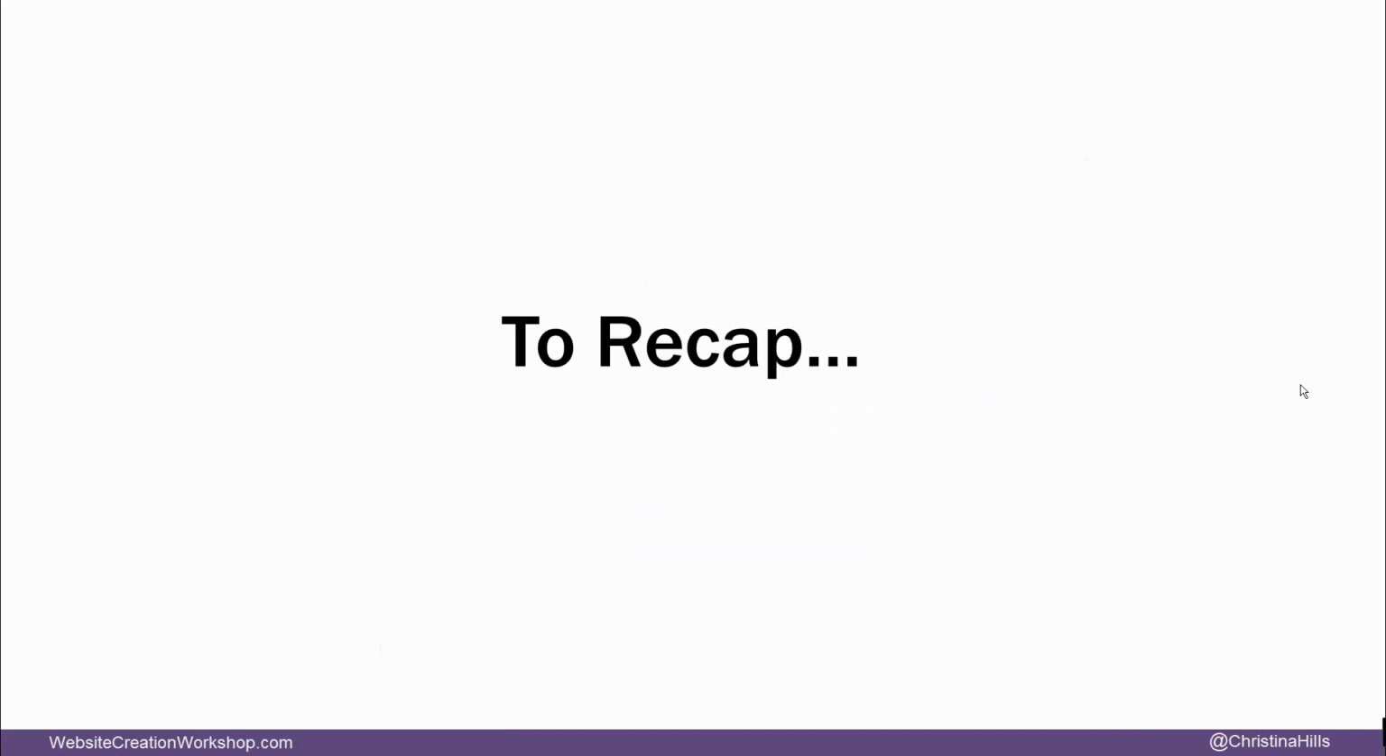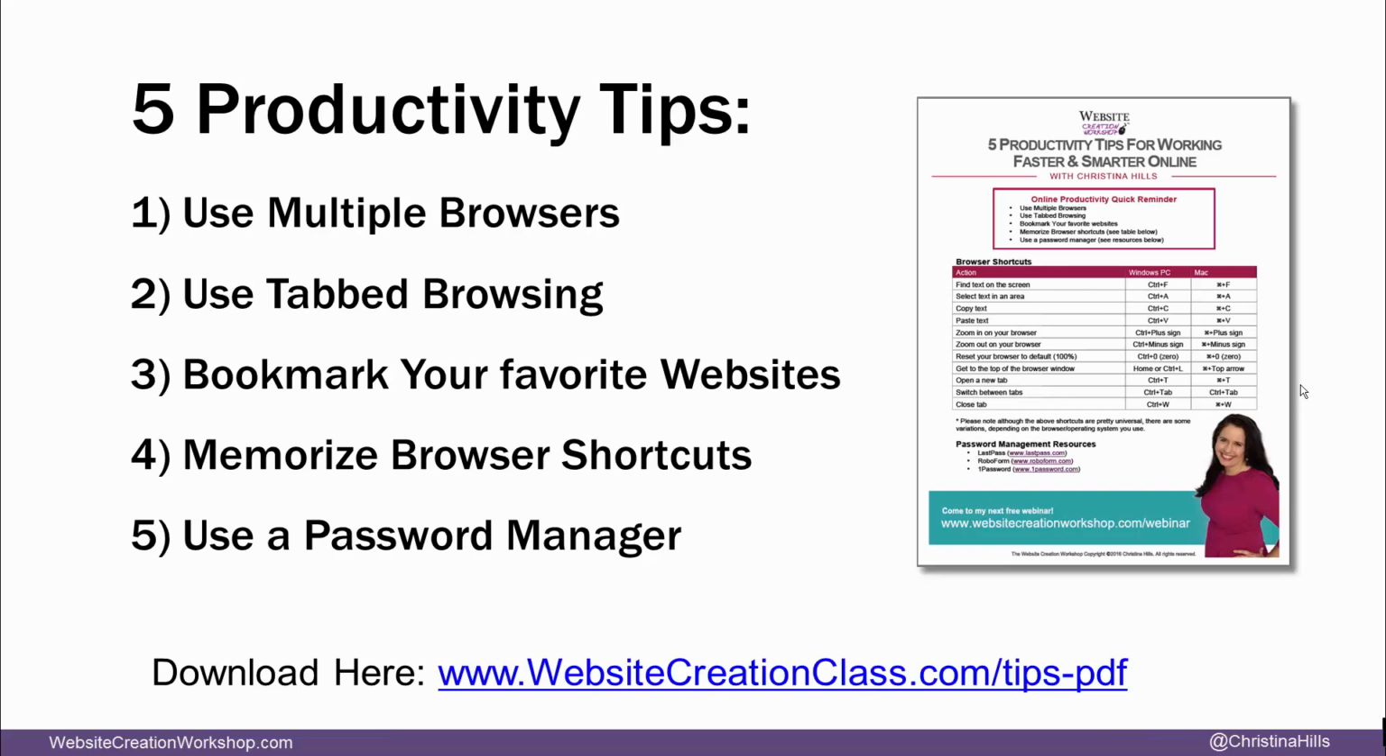So to recap, the 5 productivity tips that I taught today were to use multiple browsers or private windows, incognito browsers, while you're working. Again, if you have a problem with something on one site, you go to the other site. I do it all the time. Maybe I can't log into my bank. I switch to another browser and log in. Use tabbed browsing, so as you're doing a lot of tasks, you can have different browsers up. Bookmark your favorite websites so you don't have to type in facebook.com. You just click and you get to Facebook.